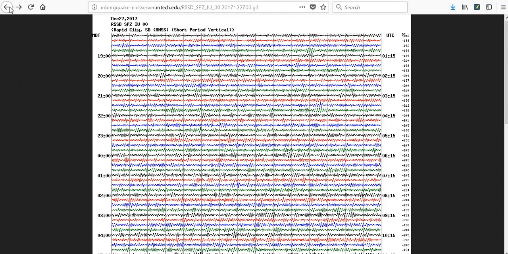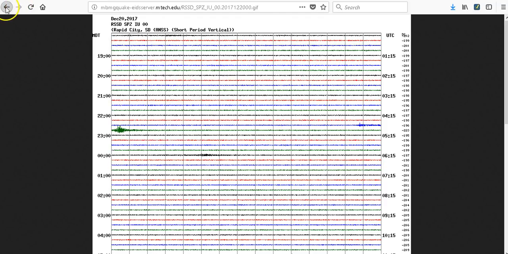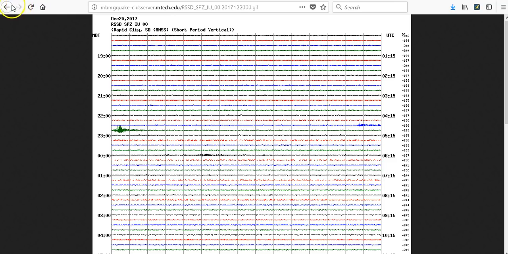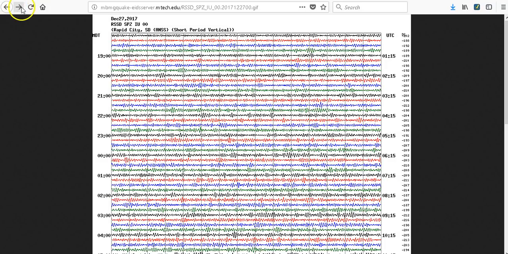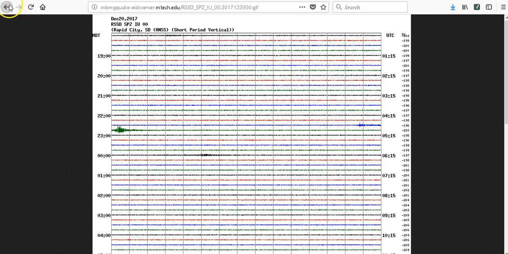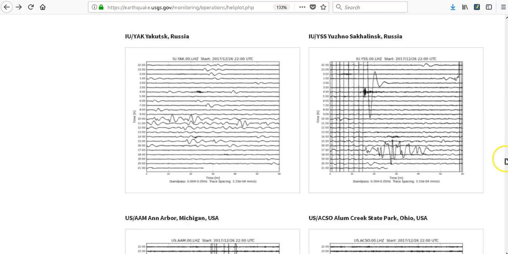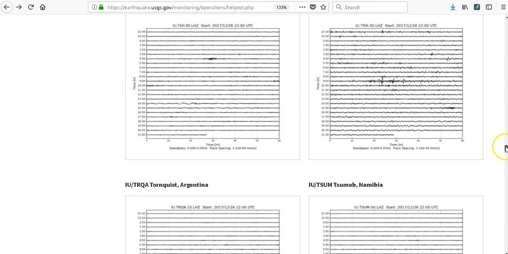And let's go back. And forward. And back. And forward. This is the 20th. This is a normal day. This is today. Tremor day. Normal day. Tremor day. Do you guys not see that? So people can't tell me that this is normal activity because it's not. And it's showing on every single graph and every single one of these heliplots.